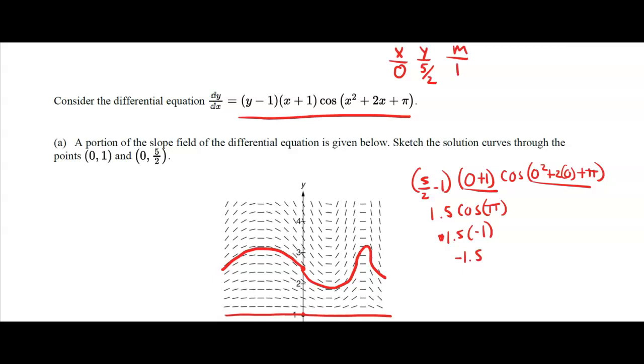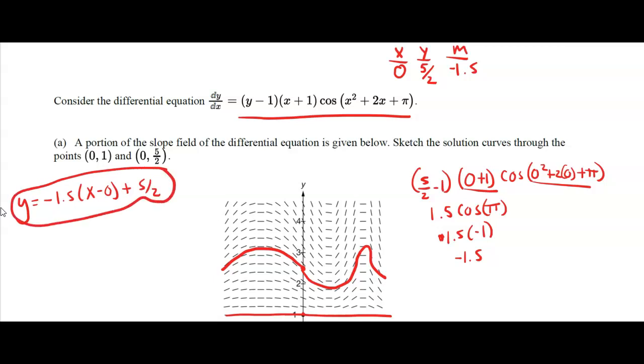So my slope is about -1.5. And therefore, the tangent line would be y equals -1.5 times x minus 0 plus 5/2. And there you have it. That's part B. Let's move along to our last one.